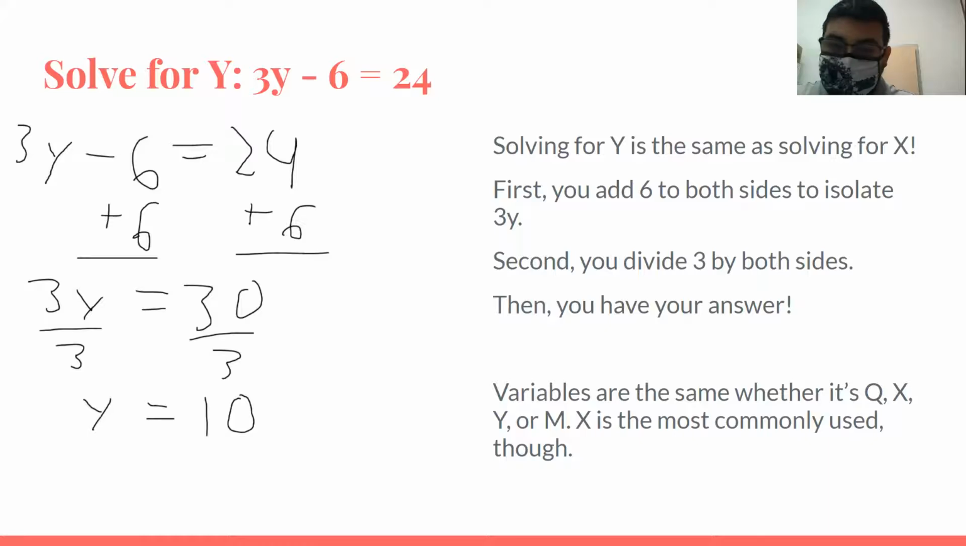Divide by 3 on both sides. Y, 30 divided by 3 is 10. Y equals 10. Solving for y is the same exact thing as solving for x. All right? Nothing different, nothing too crazy. You're just solving for another letter. Everything works the same. So if that's what threw you off, then don't worry about it. We'll get them next time.